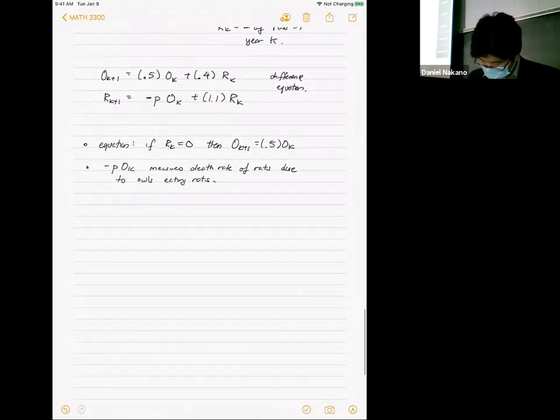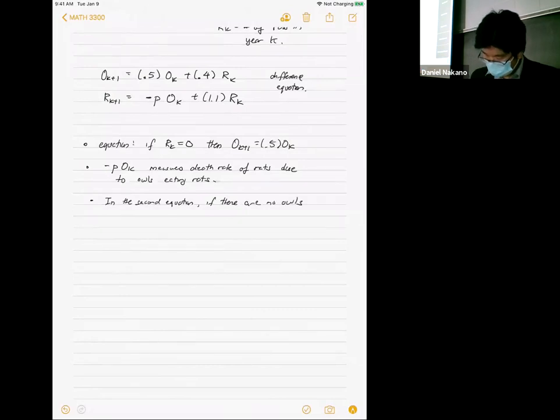Okay, so the third thing to observe is in the second equation, if there are no owls, then R of k plus 1 is going to be equal to 1.1 times R of k. So the rat population grows.